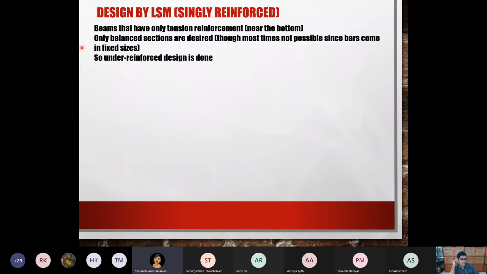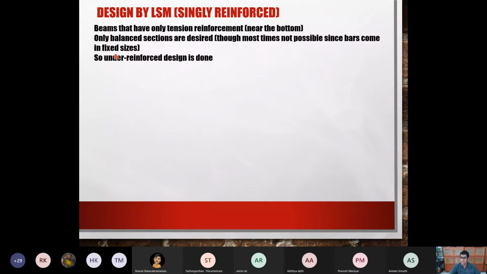So it means the failure will be a balanced failure. Yeah, or I mean, the ultimate stresses in concrete and steel will be occurring at the same load. Okay, so that is a balanced section.